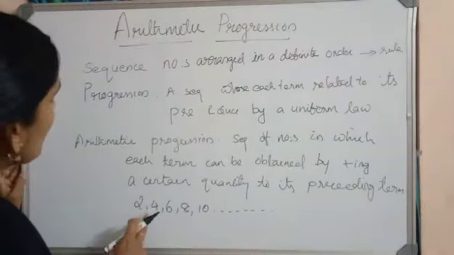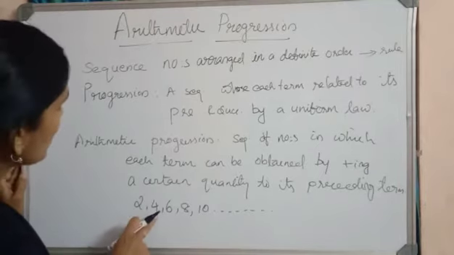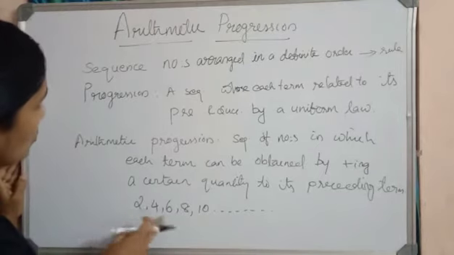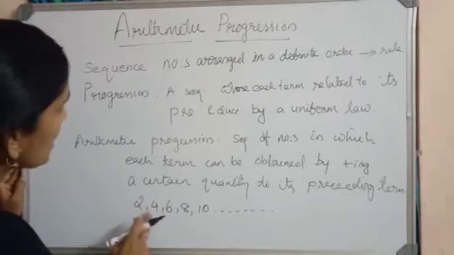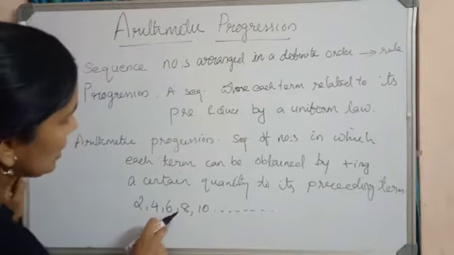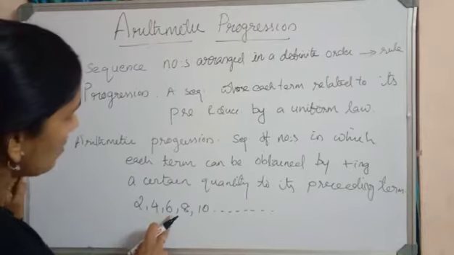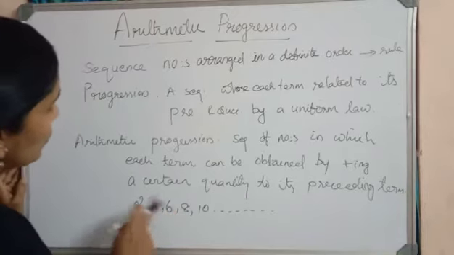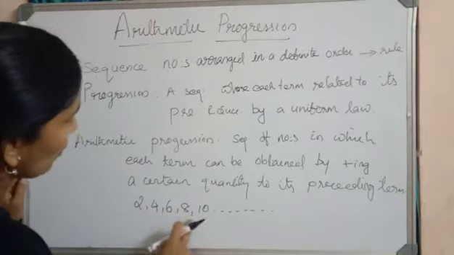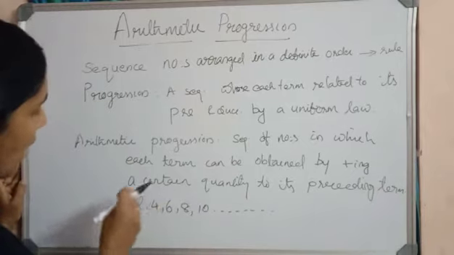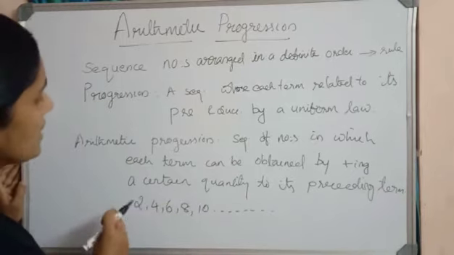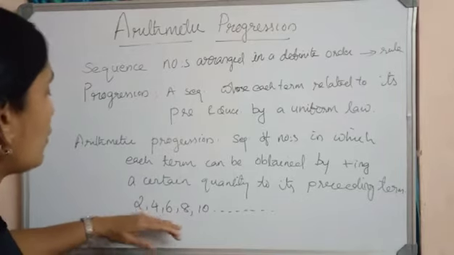See, if you consider the number 4, the 4 is obtained by adding 2 to the preceding term. The preceding term is also 2. So 2 plus 2 is 4. And here if you see this 6, 6 is a number that can be obtained by adding 2 to the preceding term. So all these terms are obtained by adding a certain number to the previous or preceding term. This is an example of an AP.